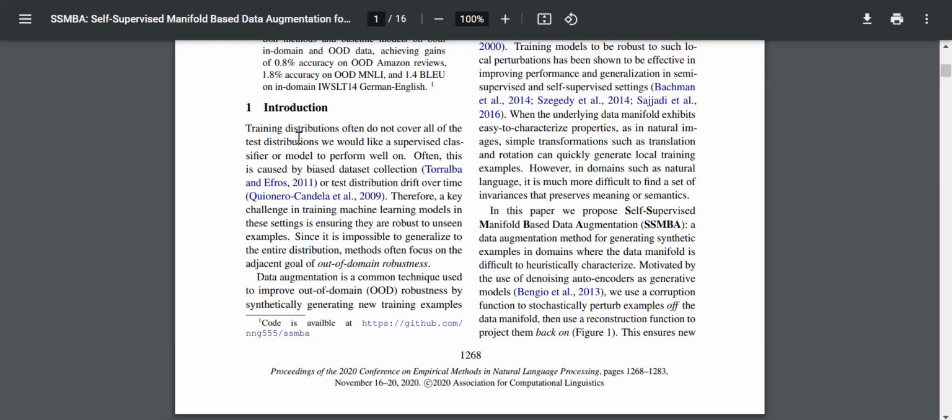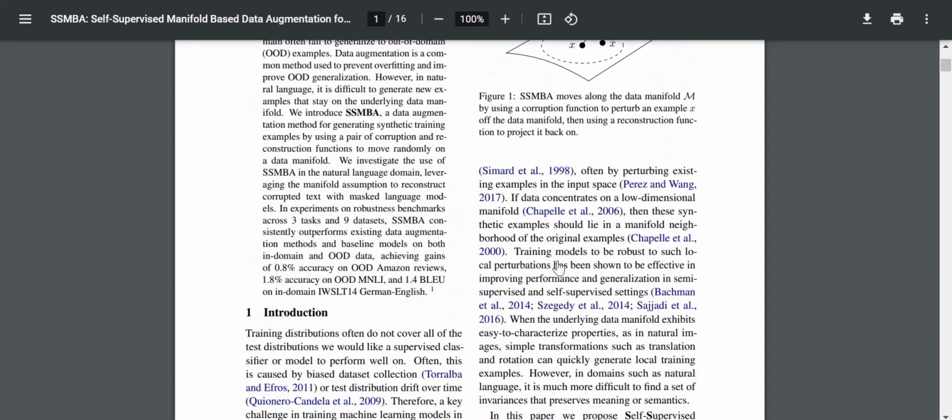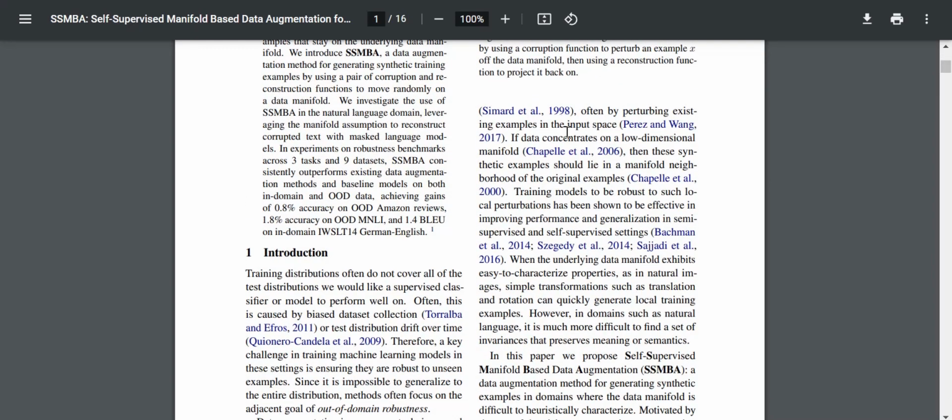Okay, so the introduction. Training distributions often do not cover all of the test distributions we would like a supervised classifier or model to perform well on. Often this is caused by biased dataset collection or test distribution drift over time. Therefore, a key challenge in training machine learning models in these settings is to ensure they are robust to unseen examples. Since it is impossible to generalize to the entire distribution, methods often focus on the adjacent goal of out-of-domain robustness. Data augmentation is a common technique used to improve out-of-domain robustness by synthetically generating new examples, often by perturbing existing examples in the input space.